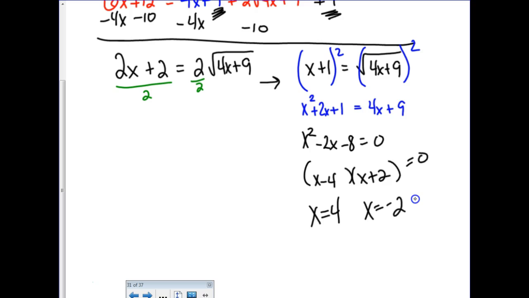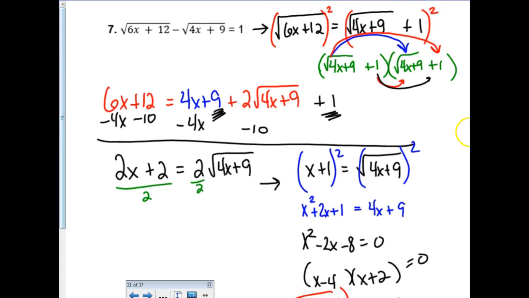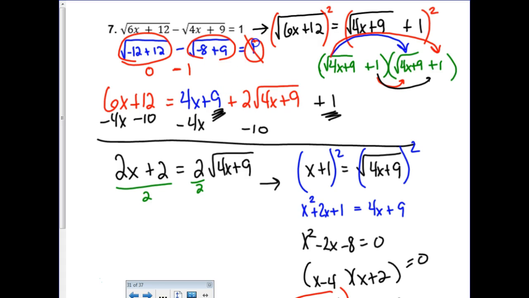We're not done, because now what do we have to do? Check them. All right, spoiler alert. 4 totally works. Just pretend like we checked it. But let's look at what happens when you check negative 2. All the way back to the beginning of the problem. If you plug in a negative 2 for all your x's, you get the square root of negative 12 plus 12 minus the square root of negative 8 plus 9, and it's supposed to equal 1. Well, this is 0 minus this is 1. And what is 0 minus 1? Not 1. So that one didn't work.